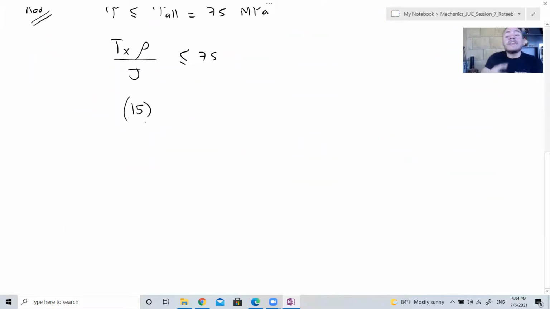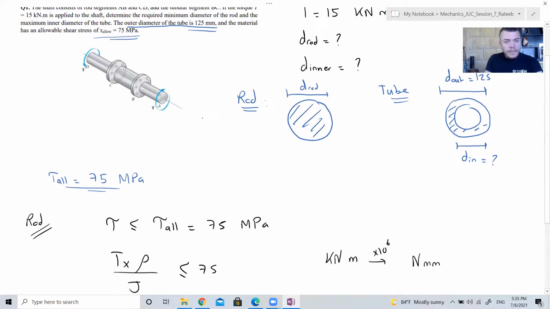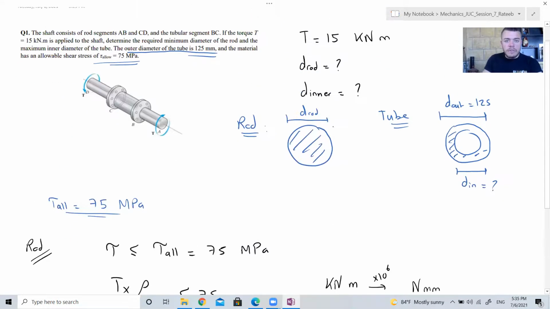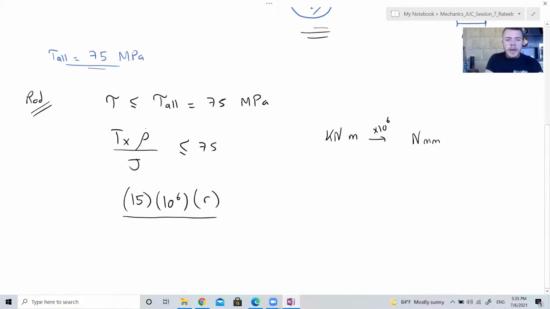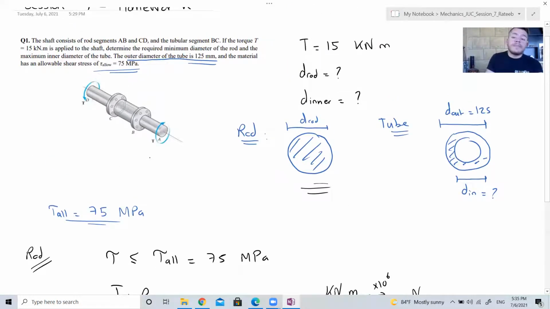You just need to convert it to newton millimeter. So you multiply by what, Saeed? 1000. No, 10 to the power 6. Be careful, because it's in kilonewton meter to newton millimeter, times 10 to the power 6. You need to multiply by 1000 twice: once to convert from kilonewton to newton, and once to convert from meter to millimeter. But what is the radius in the case of the rod here? It's going to be R, right? The maximum, because in tau we take the maximum distance over J. What is J, Mohammad?